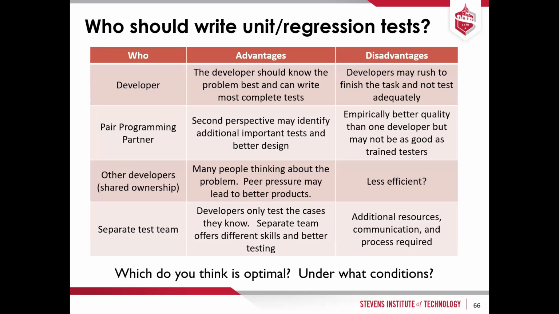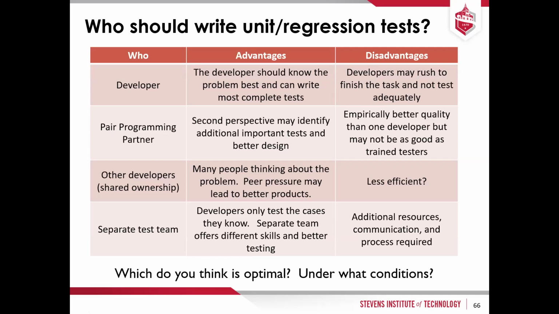So who is going to write the unit regression test? The developer would write the regression test. The advantage is the developer knows how they wrote the code and how they can test. The disadvantage is they only focus on what they did. They may overlook other possibilities. In pair programming, the second perspective may identify additional important testing. So if I do something, the other person may add some stuff.